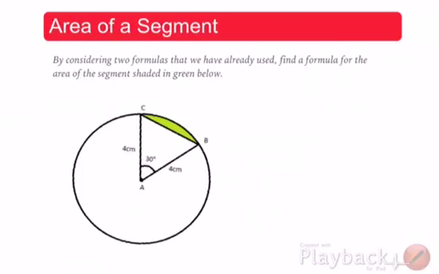Next formula that we're going to look at is the area of a segment. So it's that green part that we've highlighted. By considering two formulas that we have already used, you're going to try and find a formula for the area of the segment shaded in green below. Okay, and once you've found that area of a segment formula, we'll discuss it in class the next day. So please give it a go on your own.